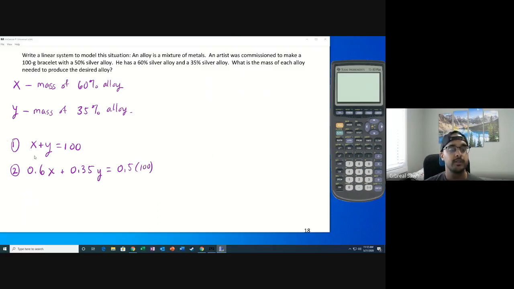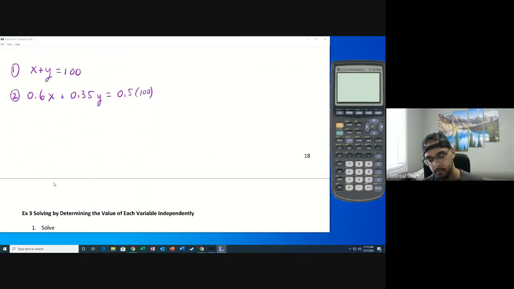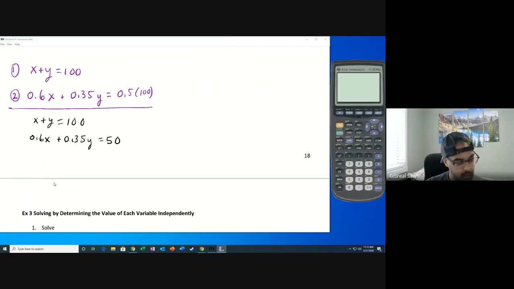So the first equation tells me the actual physical mass of the entire thing. The second equation tells me the amount of silver inside of that bracelet. And so they do tell me something different. Okay, and I'm just going to rewrite them. So x plus y equals 100, and 0.6x plus 0.35y equals 50. Okay, so there's my equations.